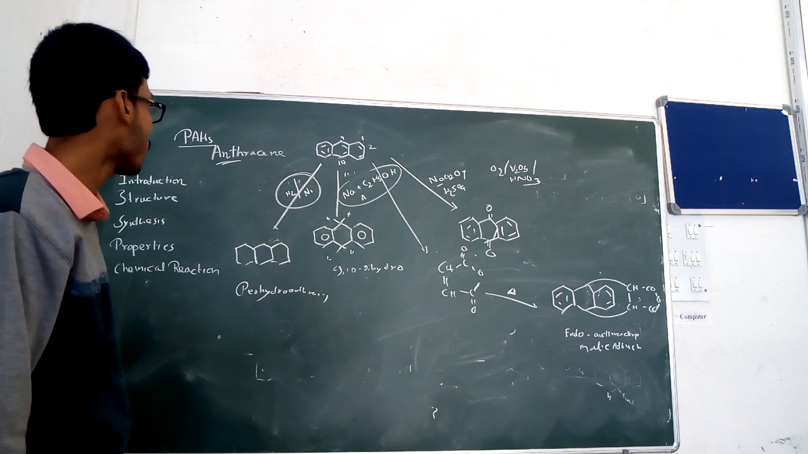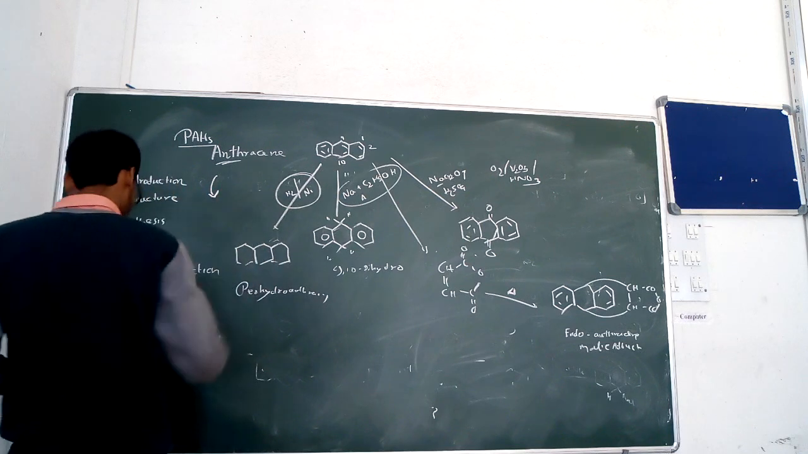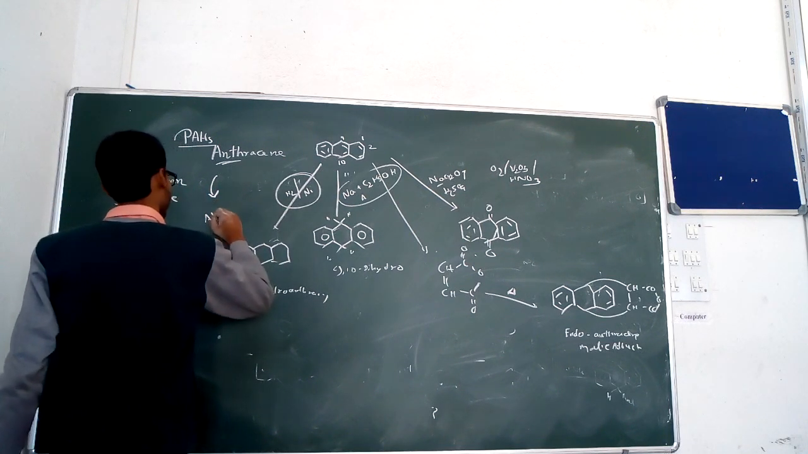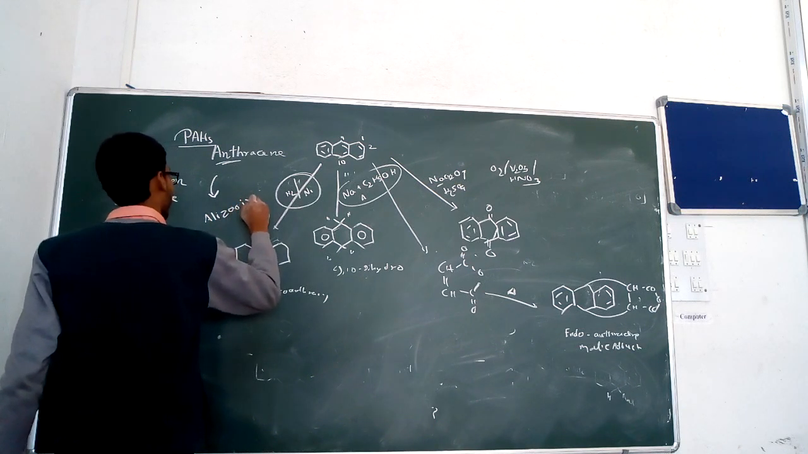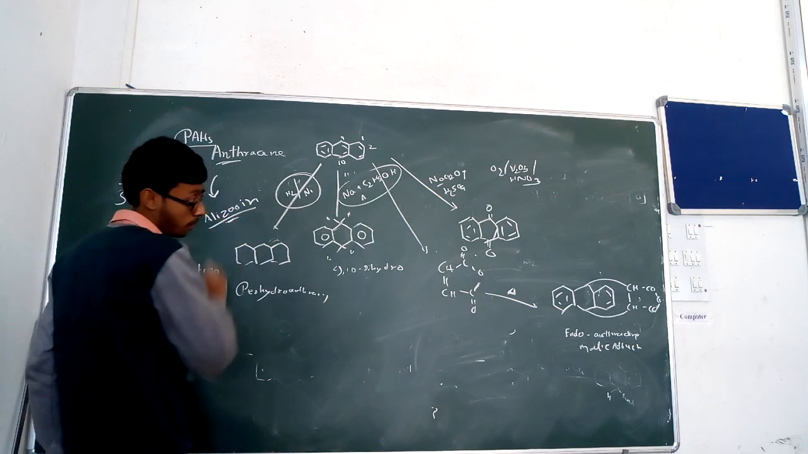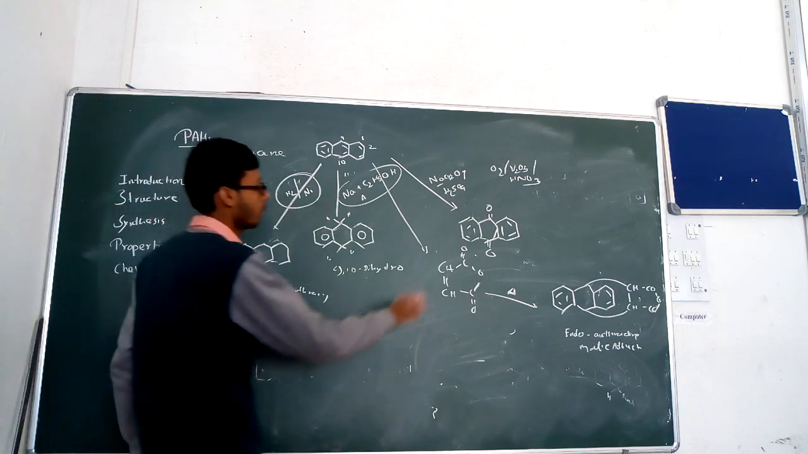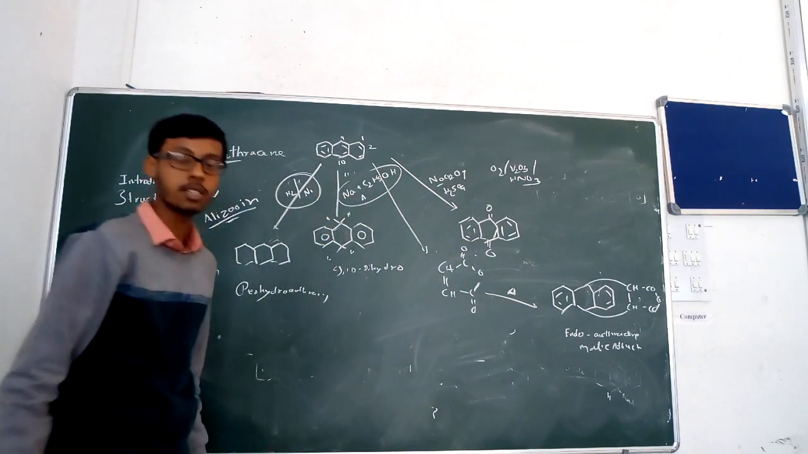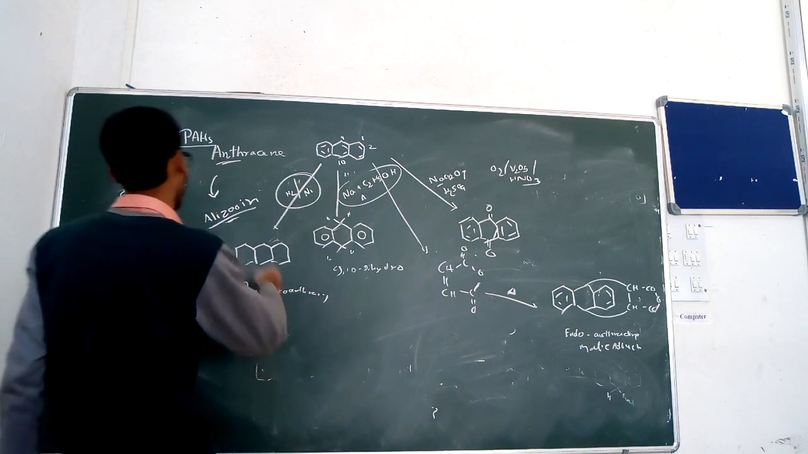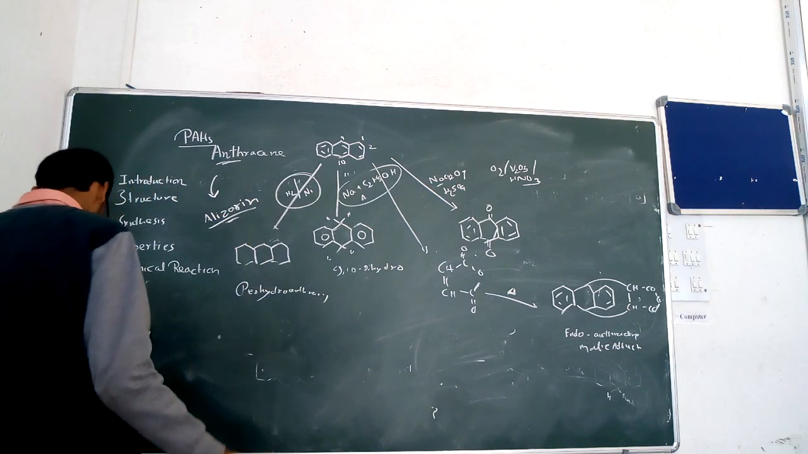And it is used in the synthesis of dyes. The most important dye is alizarin, a red colored dye, which is synthesized from anthraquinone, from 9,10 anthraquinone. So you can say that it is used for the synthesis of anthraquinone, and for the synthesis of alizarin dye or many other dyes.